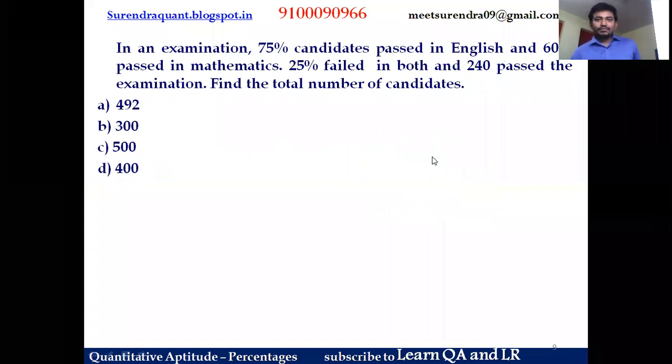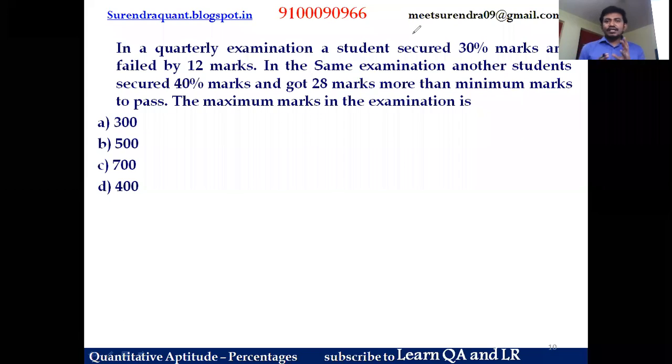Now go for the next question. Yeah, this is another variety of students passing and failing. Be focused. In this question we will try to put the data in detail. Next question, like that we can solve. In a quarterly examination, a student secured 30% marks and failed by 12 marks. In the same examination, another student secured 40% marks and got 28 marks more than the minimum pass marks to pass. The maximum marks in the examination is.